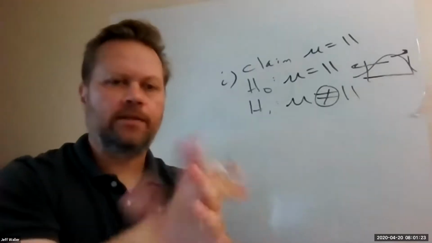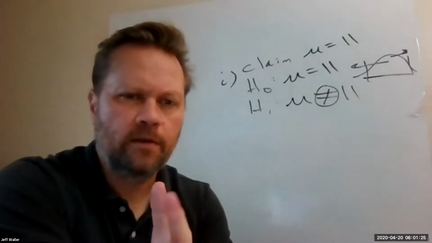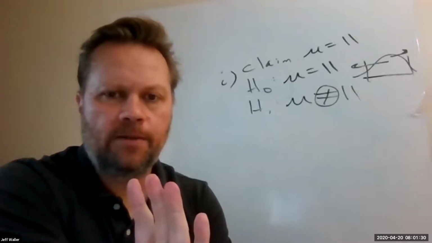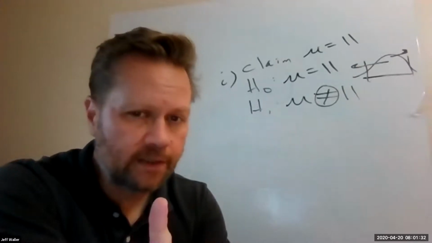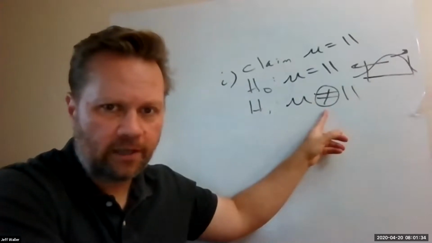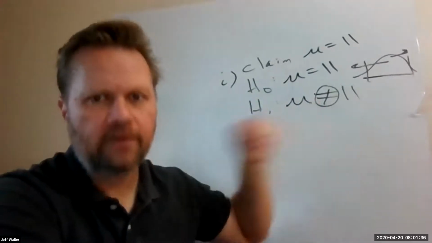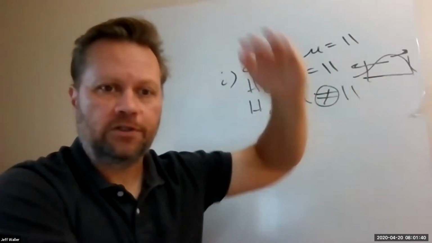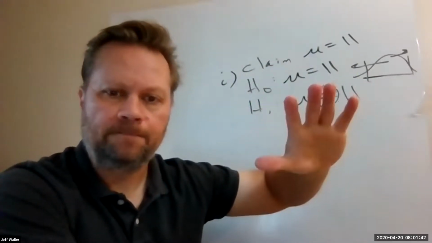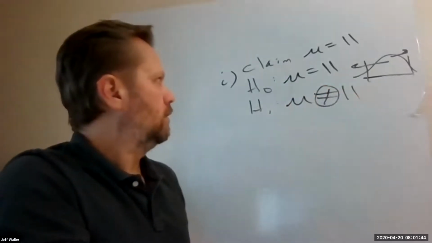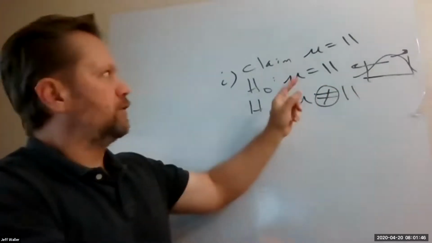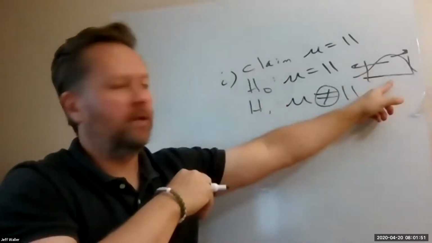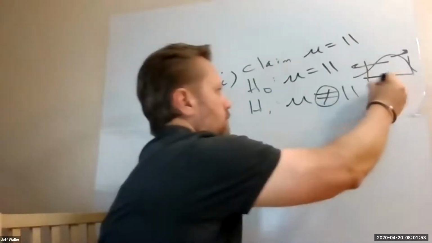So that's why the T-score chart is set up the way it is. These could be 1-tail tests if it was greater than 11 or less than 11, or they could be 2-tail tests. And that's why the T-score chart has both options up at the top. So that's the first step. What's the claim? What are the hypotheses? And how many tail tests will it be?